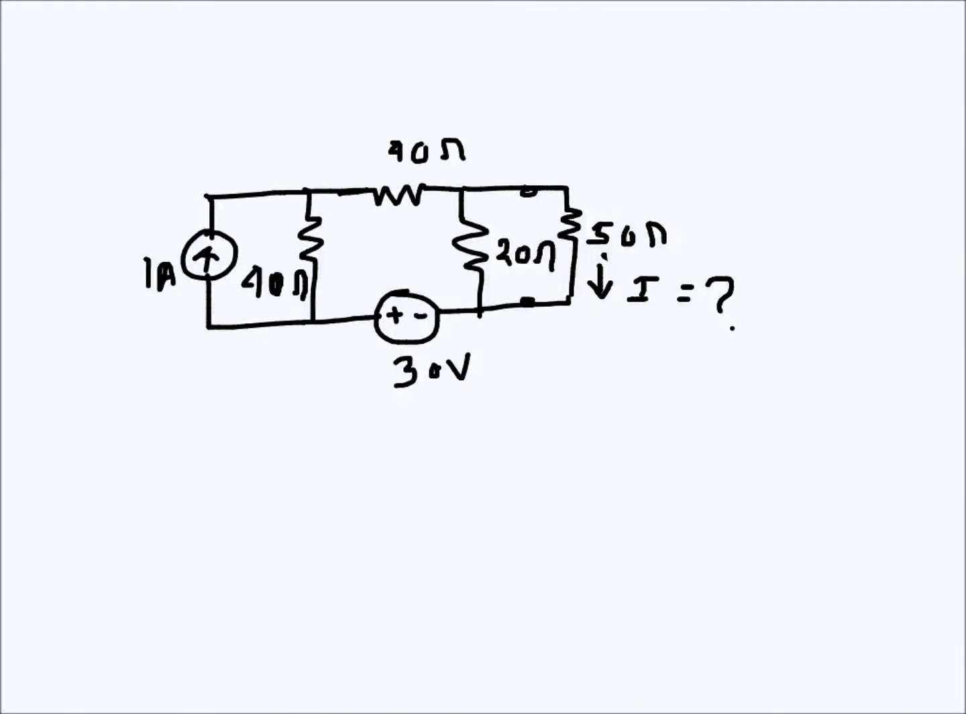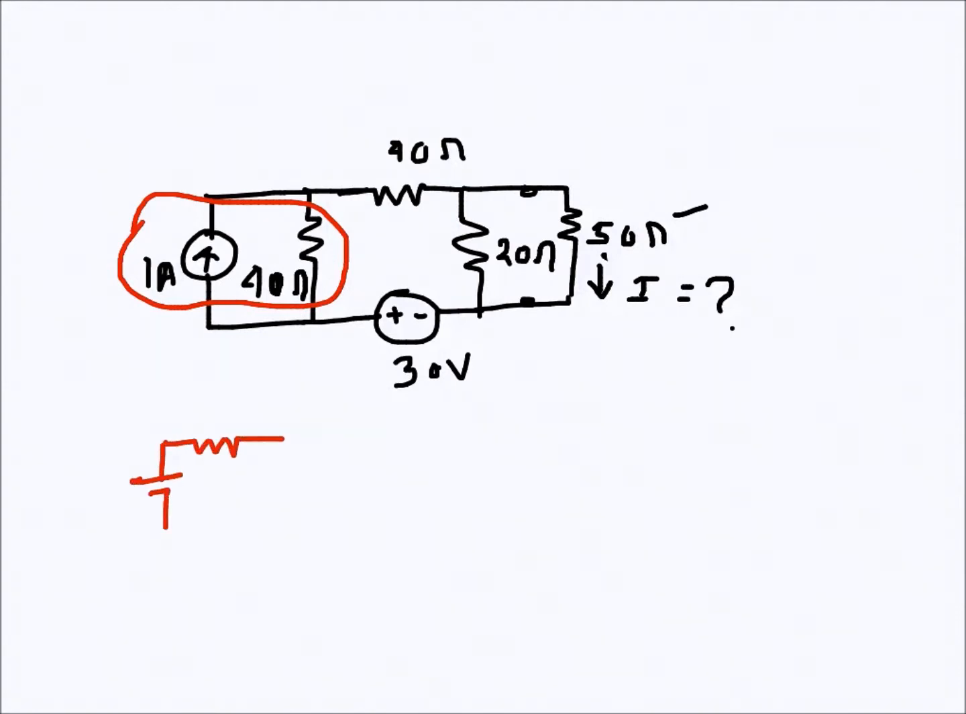I need to find the current through this 50 ohms resistance, and I need to find it using the source transformation technique. If I observe, these two can be converted: since this is a current source with a resistance in parallel, it can be converted into a voltage source. So I will do the conversion.